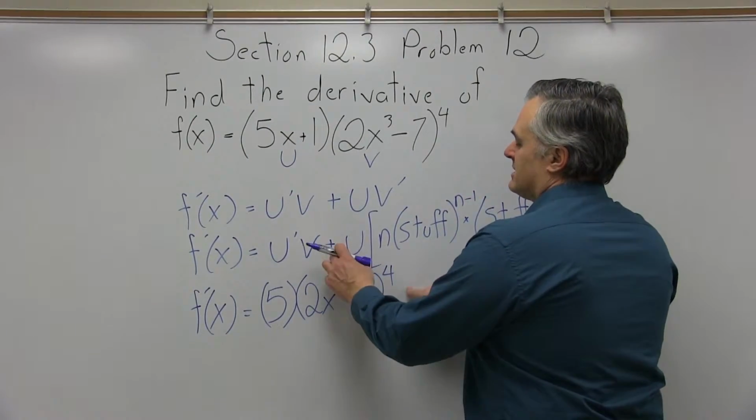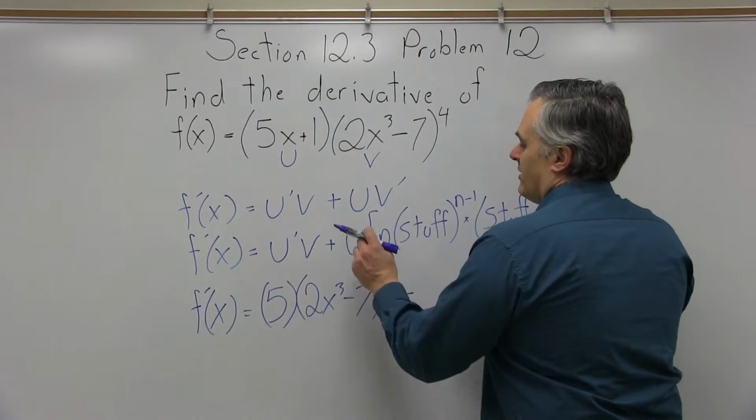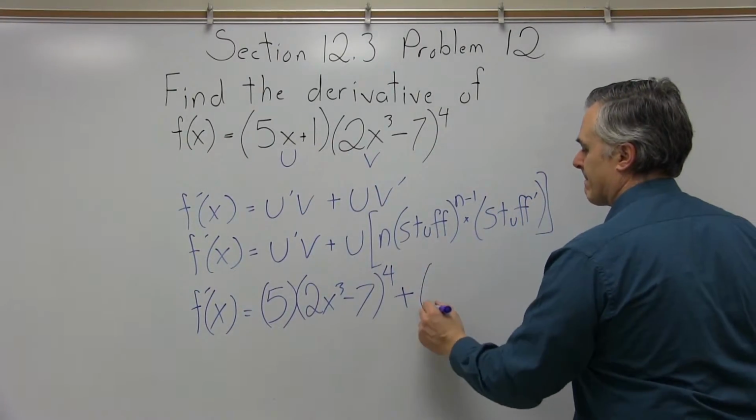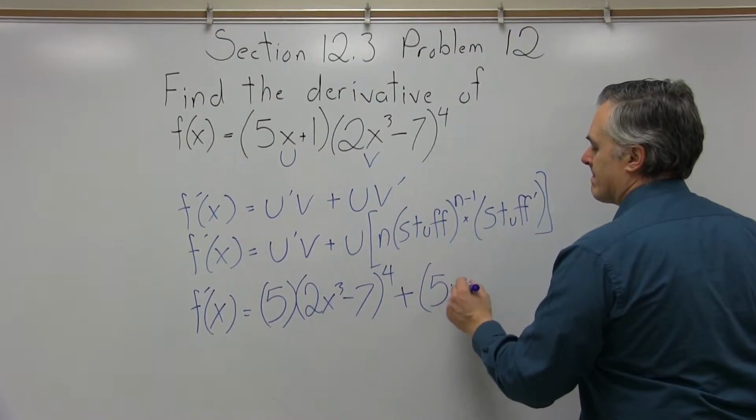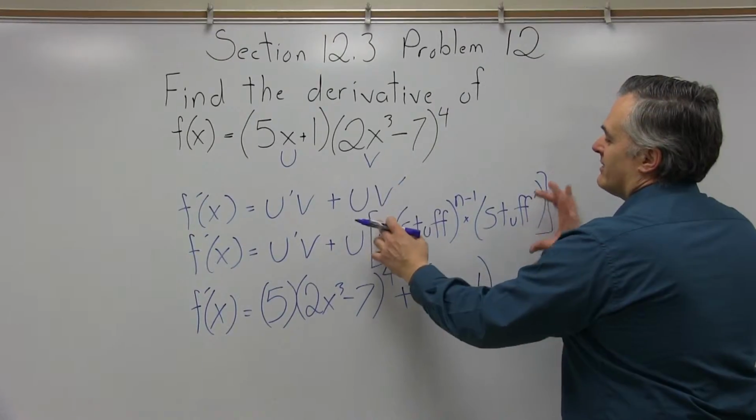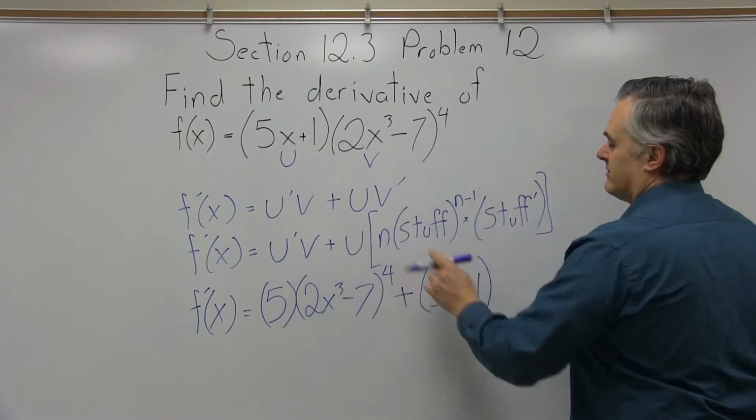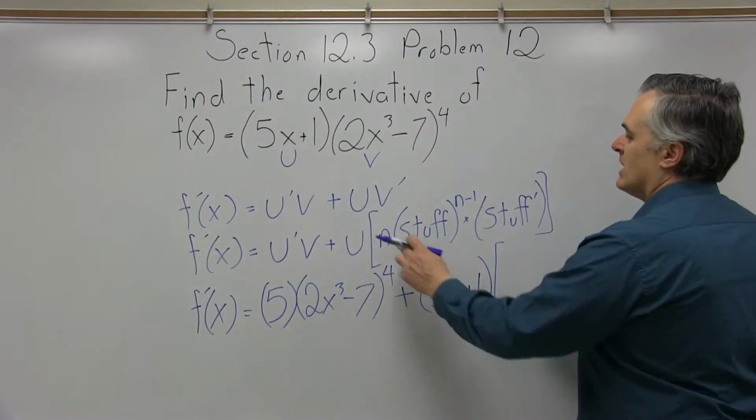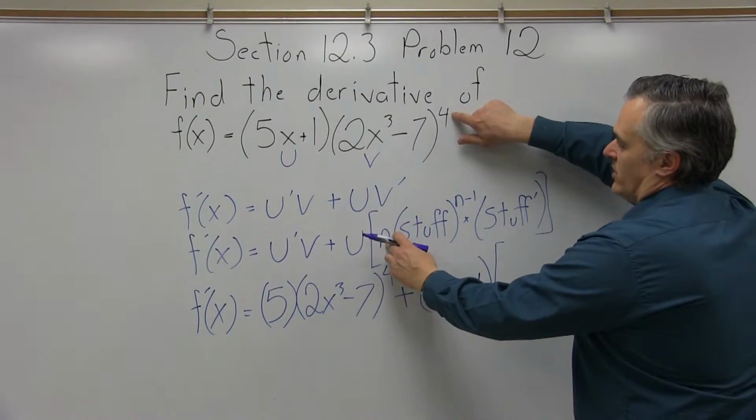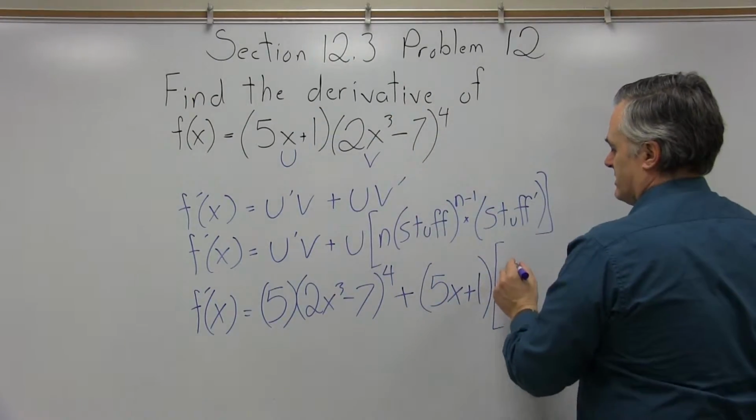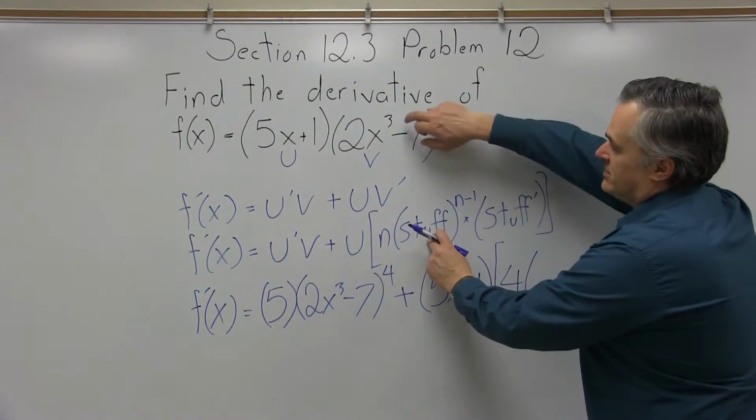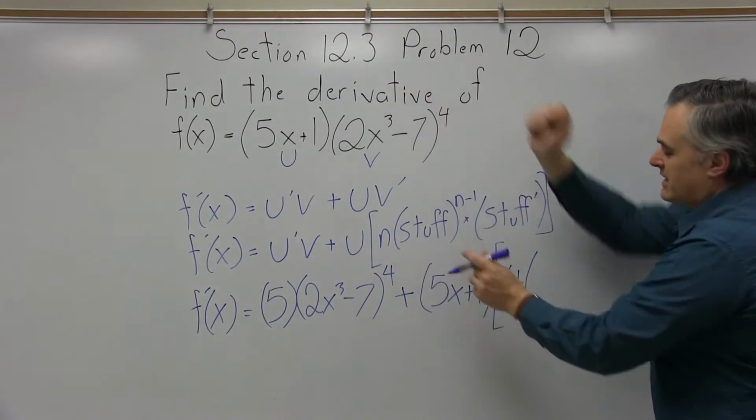So now we have a plus, then a u with no prime. So u with no prime is 5x plus 1. And then times v prime. Now again, to get the v prime, I have to apply the chain rule. So the n is where my chain rule starts. The n for this problem is 4, the exponent. So it's going to come down in front of the parentheses, 4. Times the stuff. No prime, just stuff. So just stuff with no prime is 2x to the third minus 7.